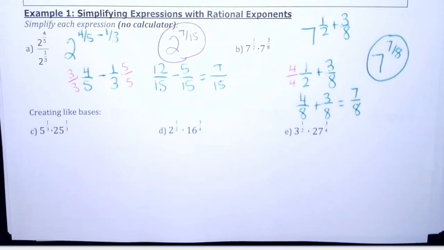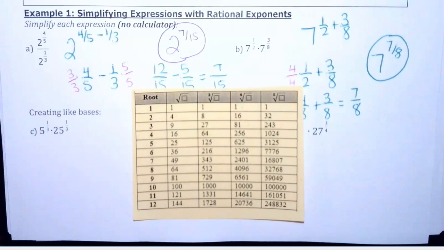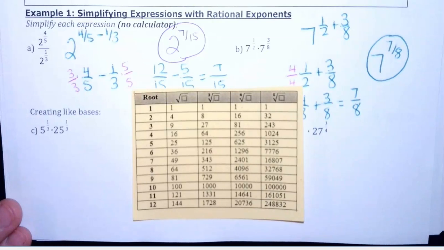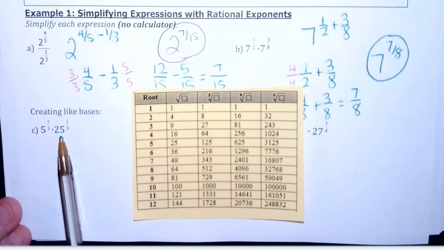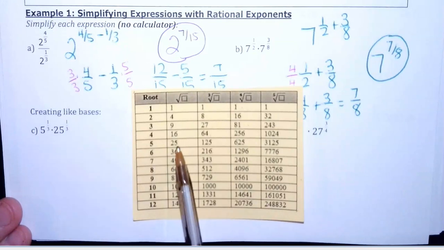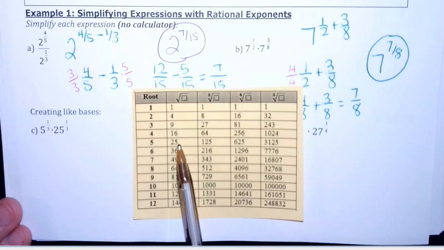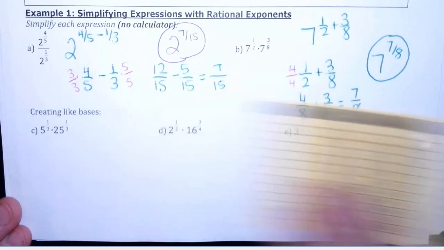And then we're just going to do a couple at the bottom here that don't look like they have like bases, but we can create them. Okay, so here's where I would grab my little list of perfect squares, perfect cubes, all those types of numbers if I'm not familiar with them. And I don't have like bases as this is presented, but what I want to do, I'm going to rewrite 25 as 5 to the 2nd power. You'll notice that 5 squared is 25. So I'm just going to rewrite this real quick.